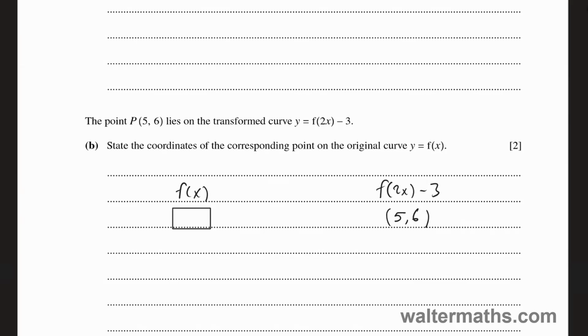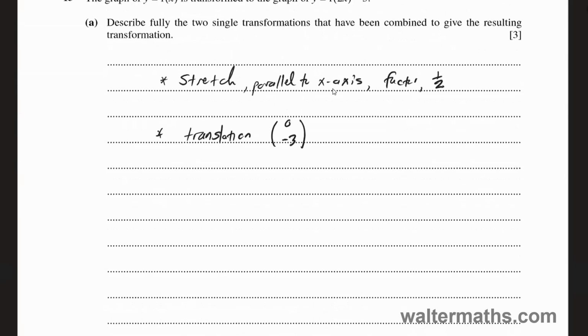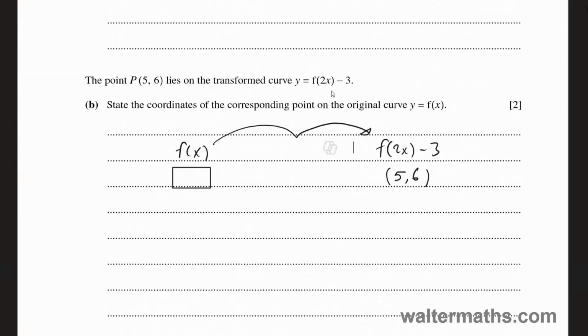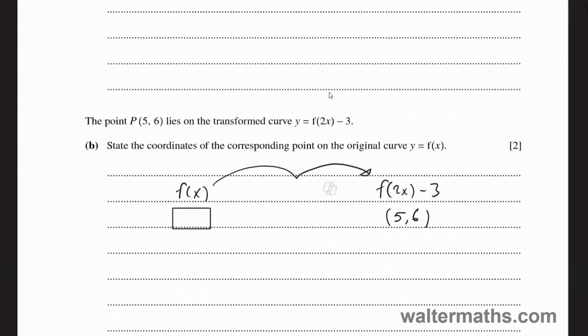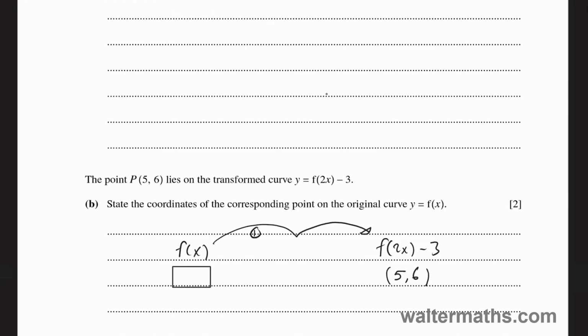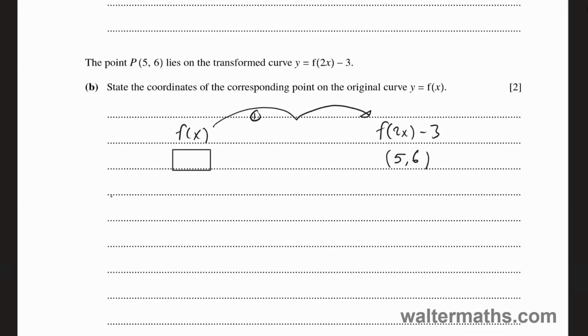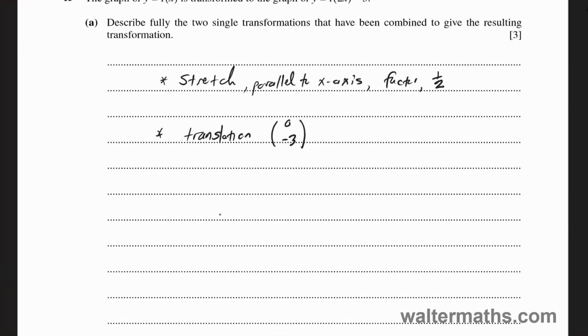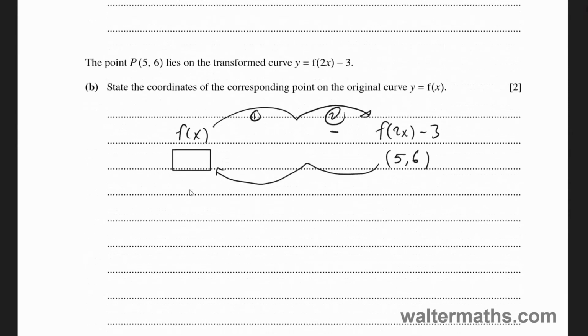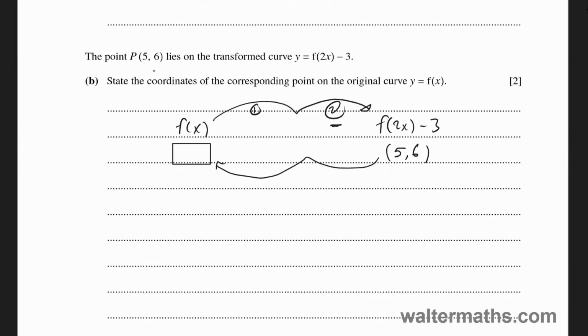So basically, the transformation was in two parts, right? The first one was a stretch with a factor of a half. That was the first transformation. The second one was a translation of (0, -3). So that's number 2. To move from here back to here, we have to do the reverse. So the reverse of a translation (0, -3) would be a translation (0, 3). So we'll be adding 3 to the y coordinate.